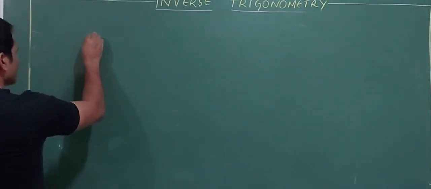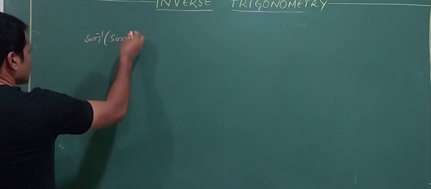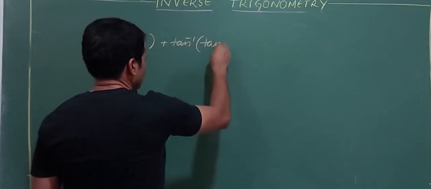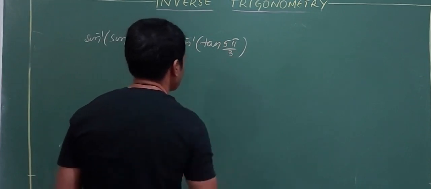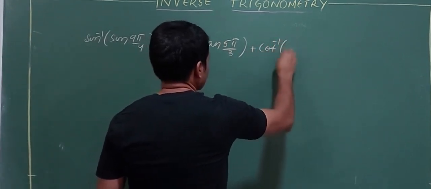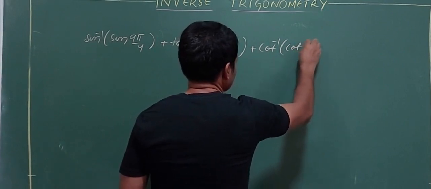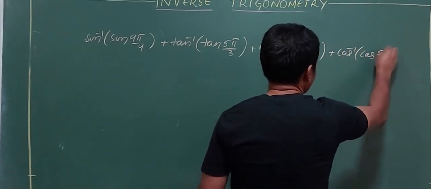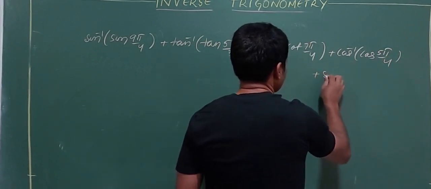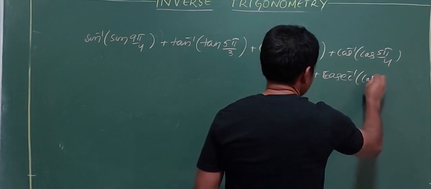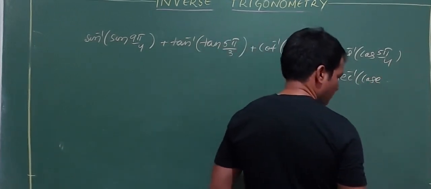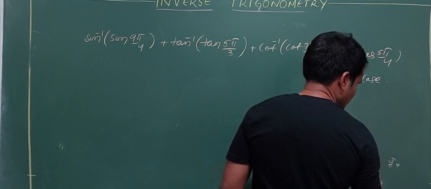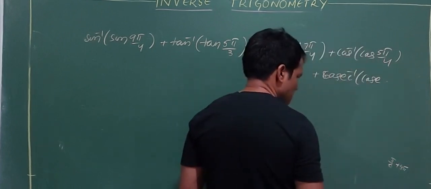If I am having sin inverse of sin 9 pi by 4, tan inverse of tan 5 pi by 3, cot inverse of cot 7 pi by 4, cos inverse of cos 5 pi by 4, cosec inverse of cosec 31 pi by 6.